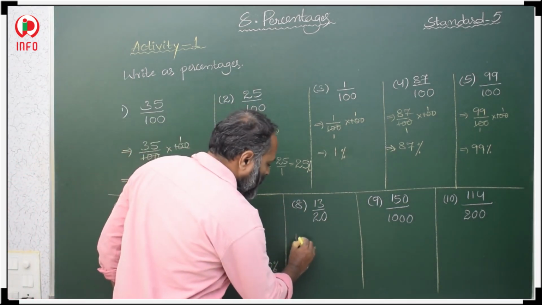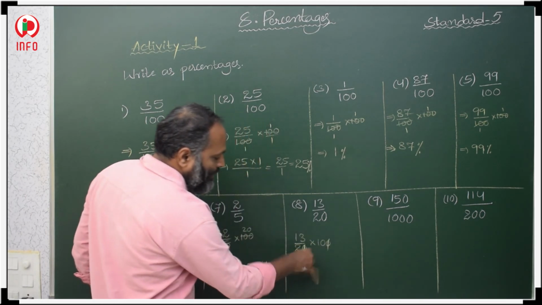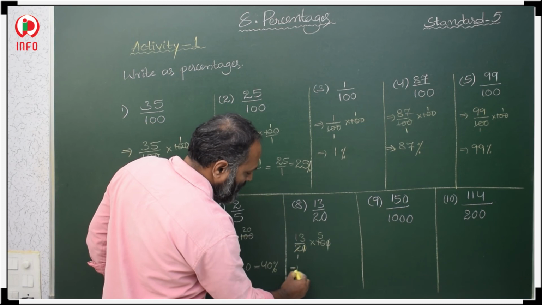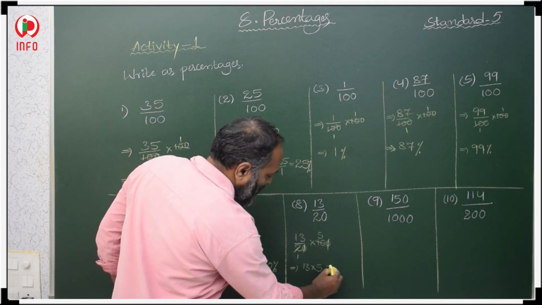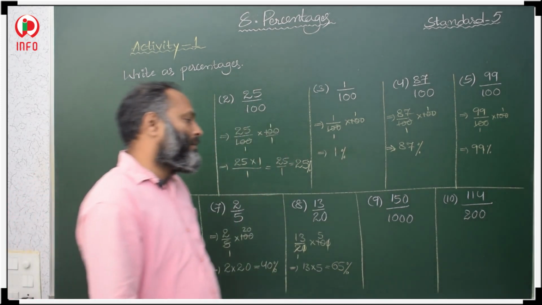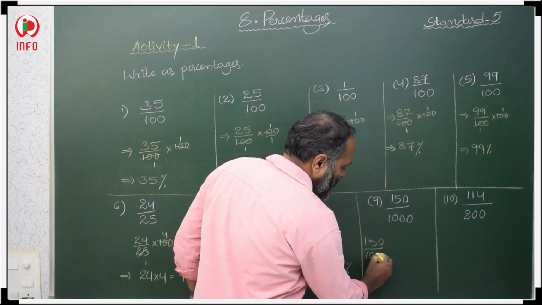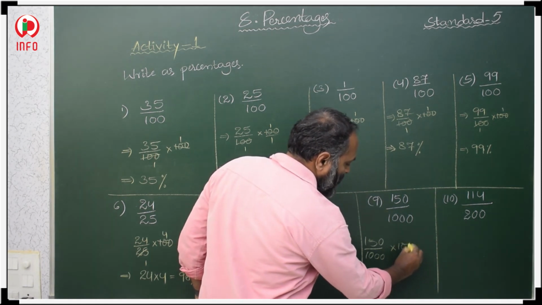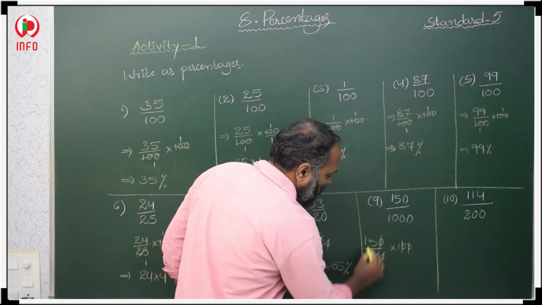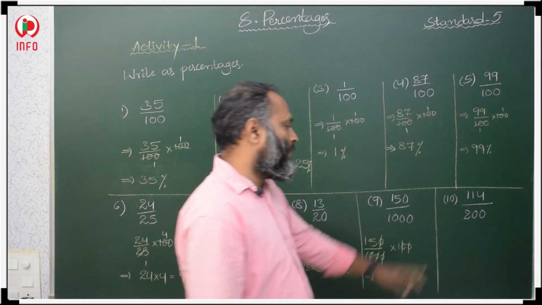Now 13 by 20 as a percentage means 13 by 20 into 100. The last zeros cancel. 2 ones are 2, 5 twos are 10. Then 13 into 5, 13 fives are 65%. Then 150 by 1000, how much percent? 150 by 1000 into 100. 2 zeros get cancelled, and 1 zero gets cancelled up and down. So 15 is left. 15%.